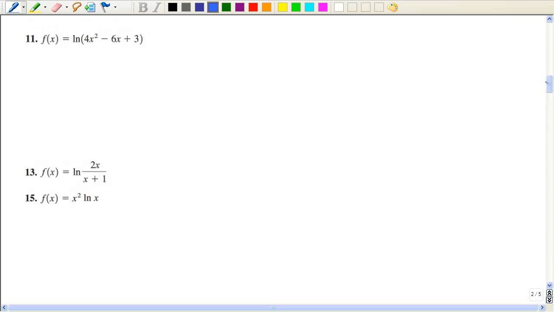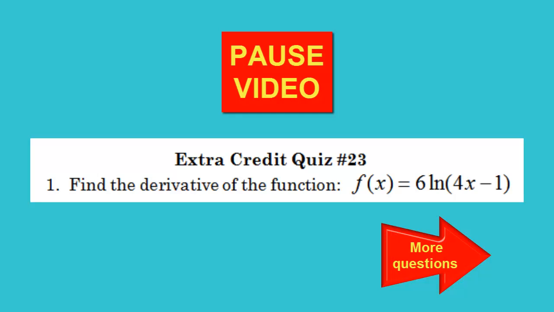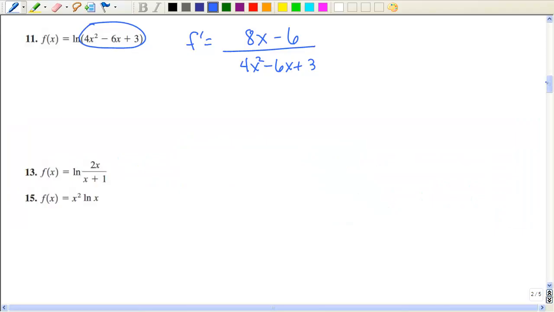Now this one looks scary, but keep in mind we cannot distribute across a parenthesis. So the derivative is going to be, all of that is in the denominator, and then the derivative of that goes in the numerator. That's it. So looks scary, but really quite easy. Well, number 13, this is where you're going to see where those properties really pay off.